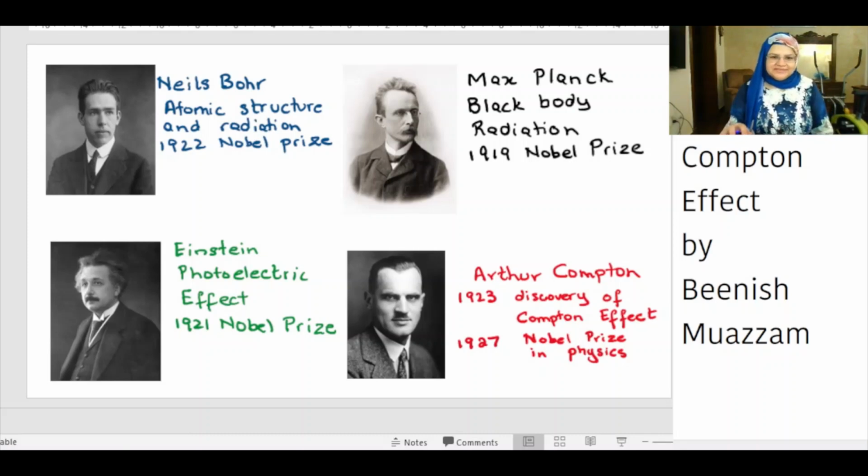Arthur Holly Compton, born on September 10, 1892 and died on March 15, 1962, was an American physicist. He won the Nobel Prize in Physics in 1927 for his 1923 discovery of the Compton effect, which demonstrates the particle nature of electromagnetic radiation.